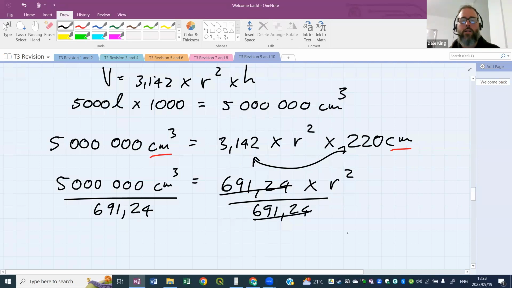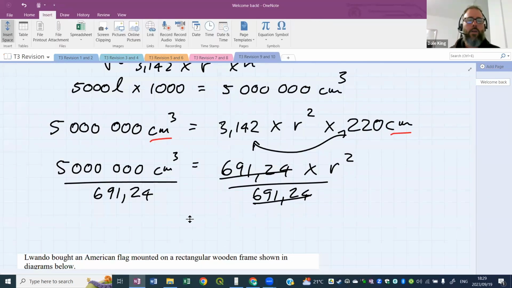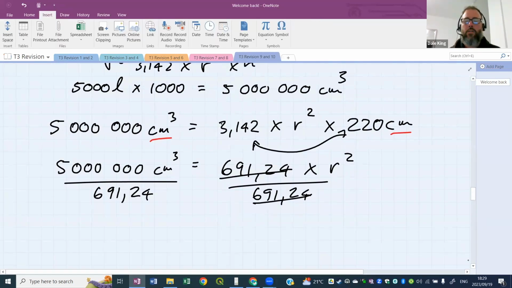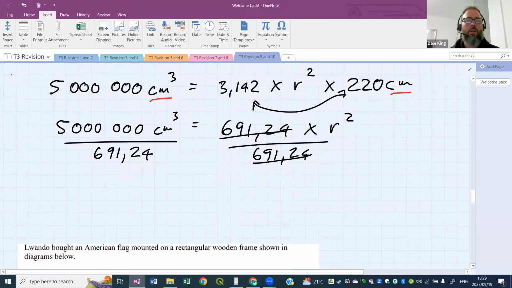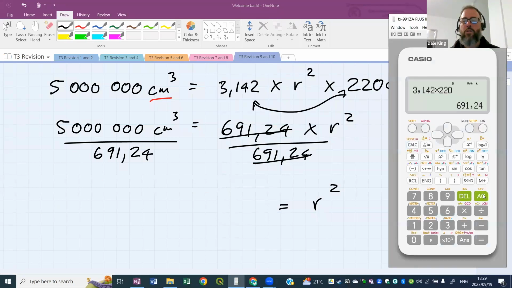That's what we want. So now what we're left with is, oh, I'm needing lots of space for this one. Let's get some more space here. Okay, so we've got R squared left on its own now. We've got rid of that number, and we've got 5 million divided by 691,24. So let's find out what that is.